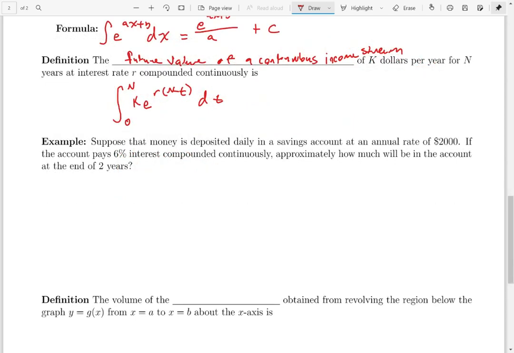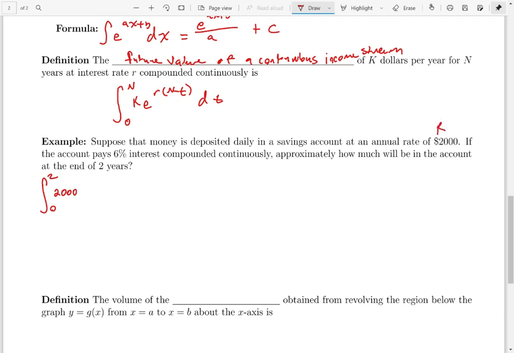So then let's suppose that money is deposited daily in a savings account at an annual rate of $2,000. If the account pays 6% interest compounded continuously, approximately how much will be in the account at the end of 2 years? Alright, so what's our integral? Well, this is then going to be an integral from 0 to how much time do we have? 2 years of the k, which is 2,000, that's the amount put in.